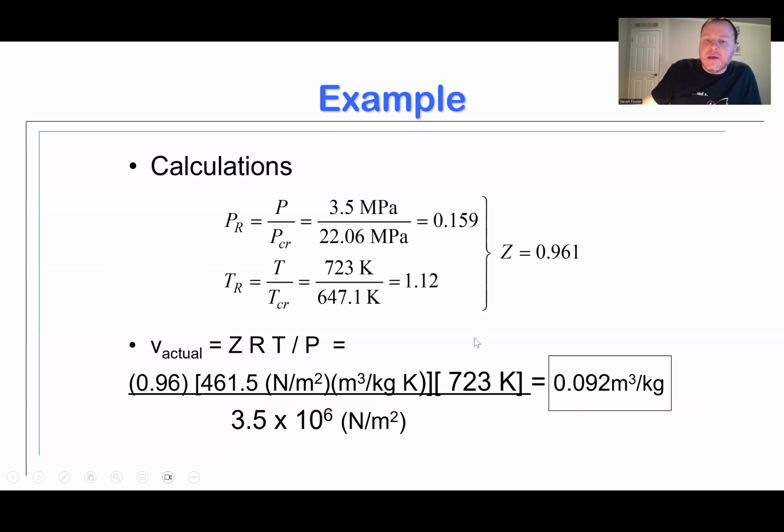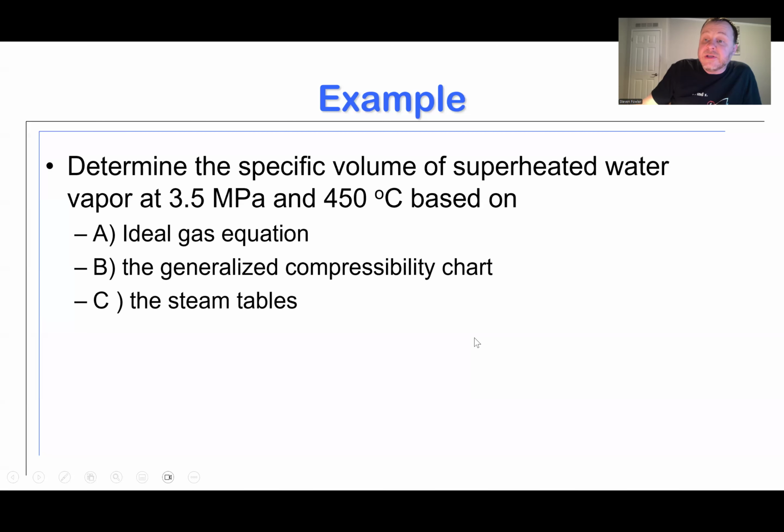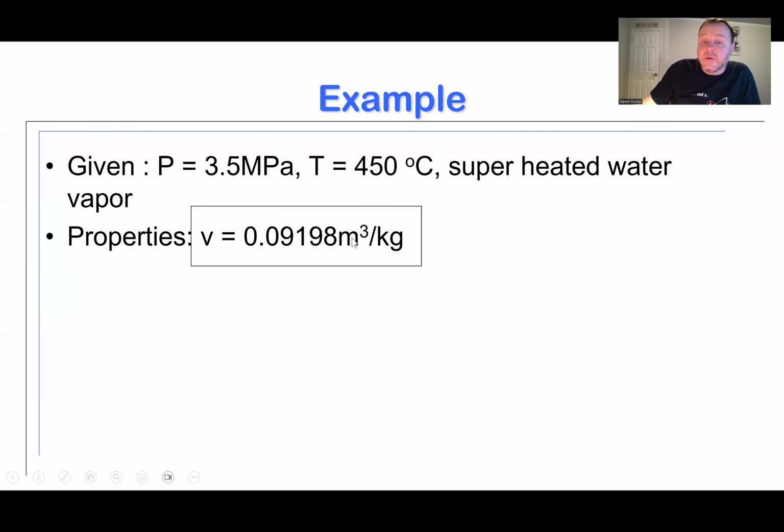Okay, and then the last one is using steam tables. Anytime you see the words steam tables, they're asking you to use the superheated water vapor tables, is really all they're telling you there. So using the superheated water vapor tables at a pressure of 3.5 megapascal and a temperature of 450 degrees C, we go look that up. I guess I've got it pulled up right here.